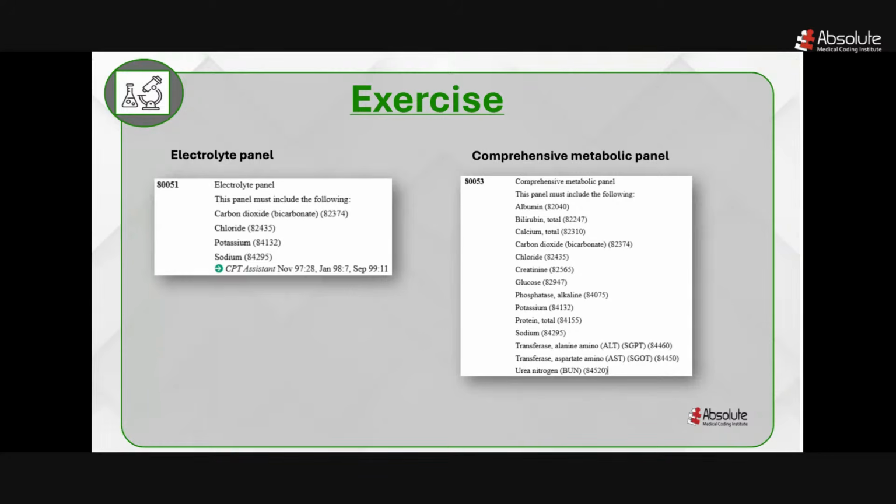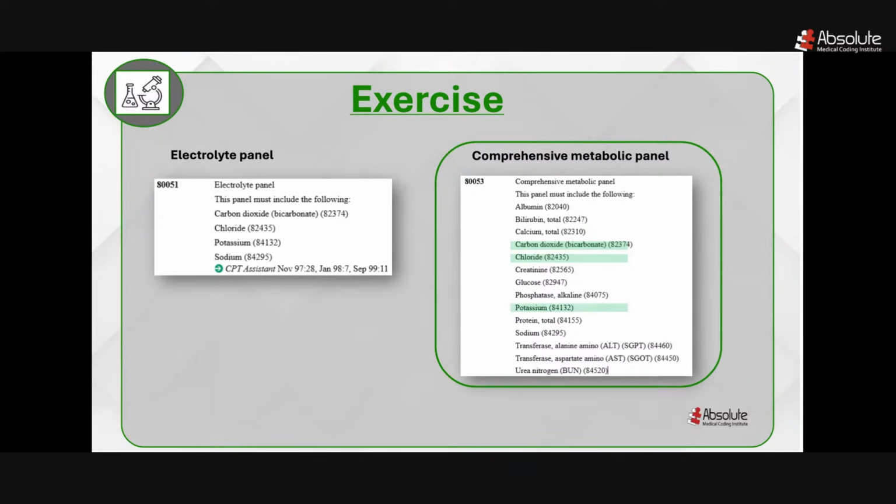We have electrolyte panel and comprehensive metabolic panel. Okay, yes, we will code for comprehensive metabolic panel only because I can see the carbon dioxide, the chloride, and what else? The potassium, also sodium, which is included in your electrolyte panel, is already included in comprehensive metabolic panel. So we are going to bill for comprehensive metabolic panel only.